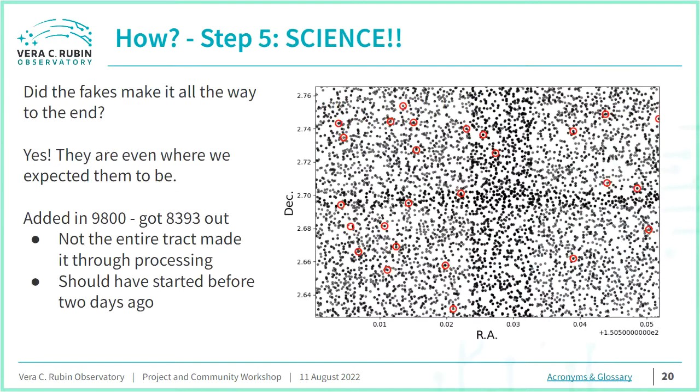So subsequently to that, we can do some science. The first thing to check is, did the fakes make it all the way through all of the processing steps? And they did. You can see that some of these red circles do indeed have black dots inside them, which is very exciting. The red circles show the input quasars. The black dots are everything in the catalog. Not the entire tract made it through the processing. There were some memory errors, and I just left those patches by the wayside. So we didn't actually get all of them out, but we got a significant portion of them back out again.